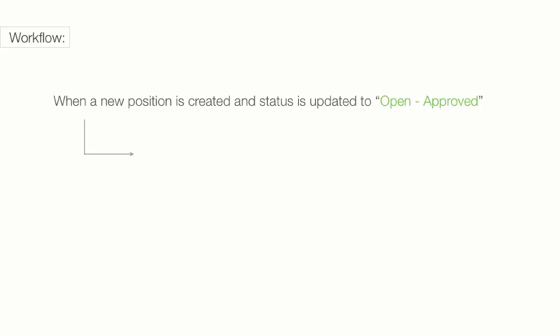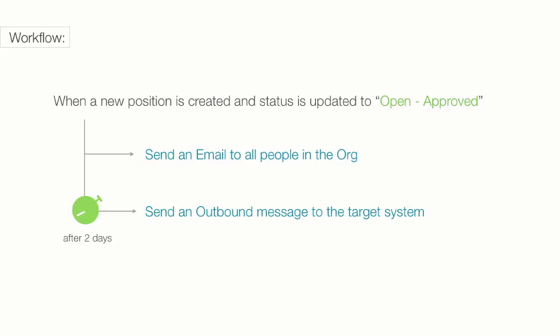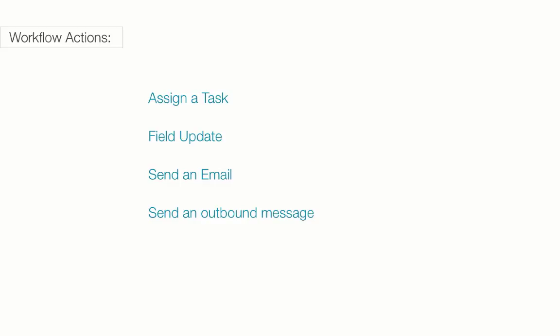So, whenever a position status changes to open and approved, an immediate action is fired, an email is sent out to all the people in the company, and 2 days later, an outbound message is sent to the target system. You can also use workflows to assign tasks to someone or update a field on a record.